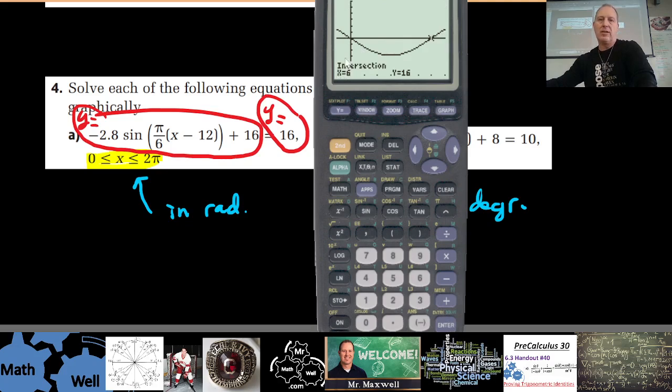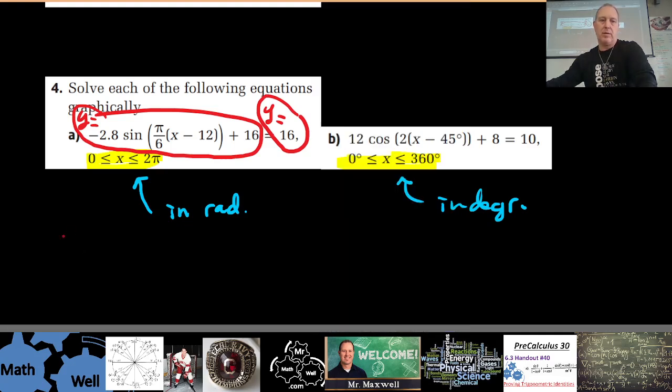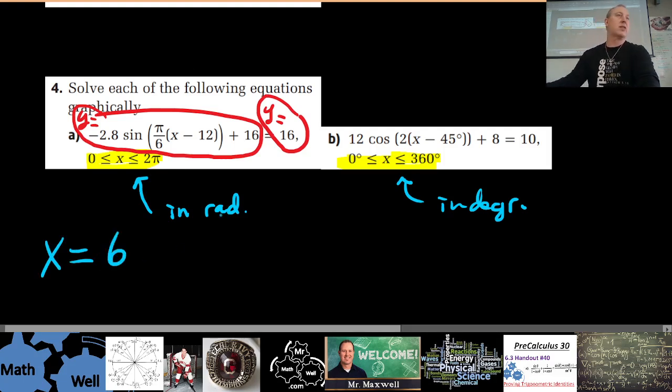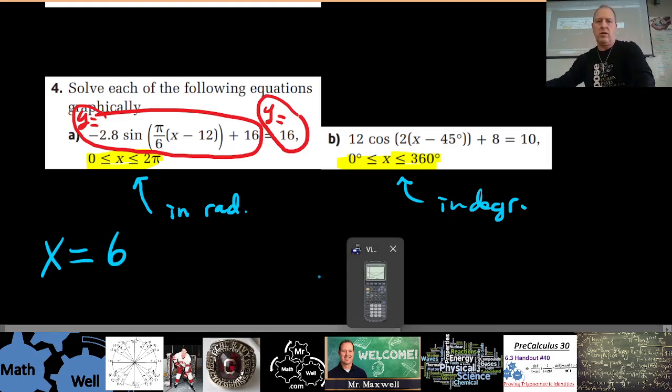So x equals 6 is the intersection value for this one. X equals 6 is our first solution. And that is inside of 2 pi, because 2 pi, remember, was 6.28. So x equals 6. That's great. It doesn't have to be pi anything. It could just be a nice even value. Okay. Any questions so far on that?